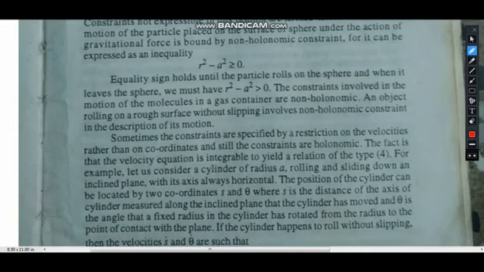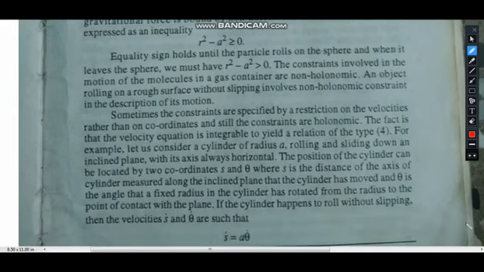Sometimes the constraints are specified by restrictions on the velocities. So the restrictions are constraints on the velocity rather than on coordinates. If you have x1, x2, they are called coordinates. If it is velocity, then it will be x1 dot. The rate of change of displacement is the velocity.